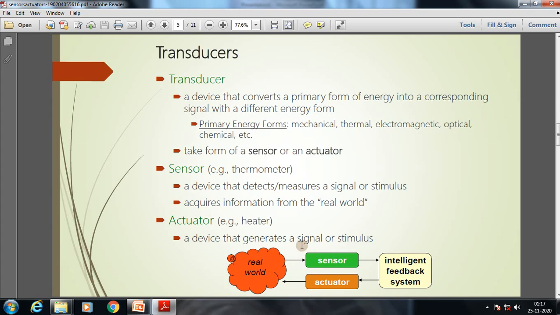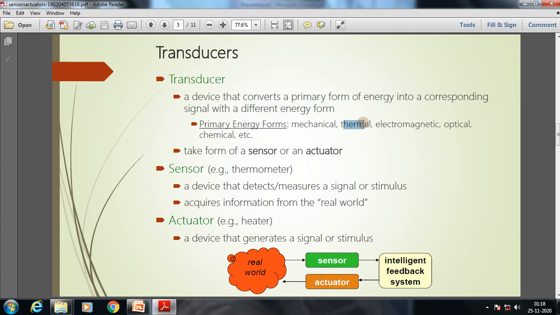So now we're going to discuss what a transducer is. A transducer is a device that converts a primary form of energy into a corresponding signal with a different energy form. This is the important part. Suppose primary energy forms are mechanical and thermal. What is the mechanical energy form? Wind speed. It will create a force, so there will be mechanical changes in the physical medium. According to that, there will be a voltage difference, and from that we create the signal.